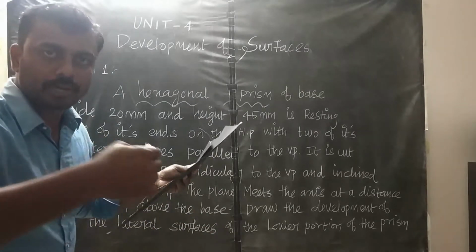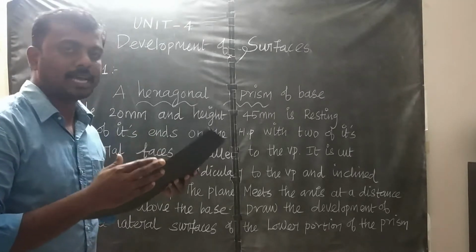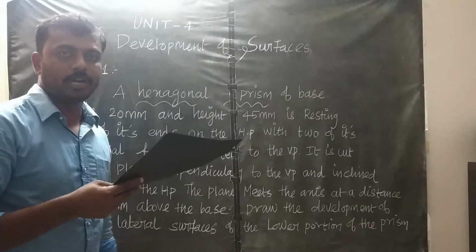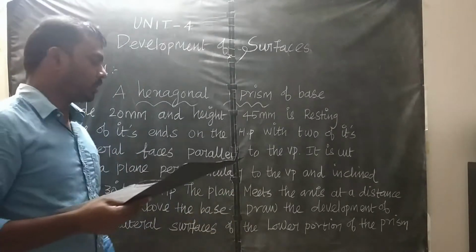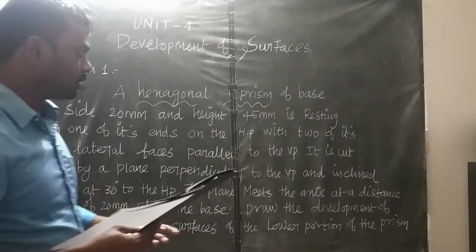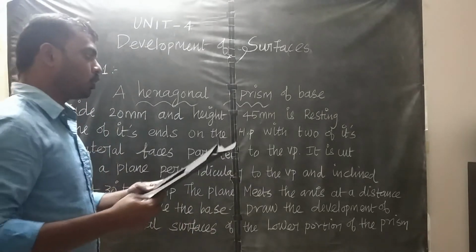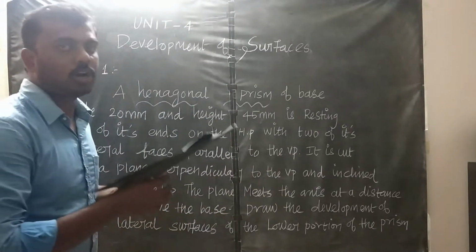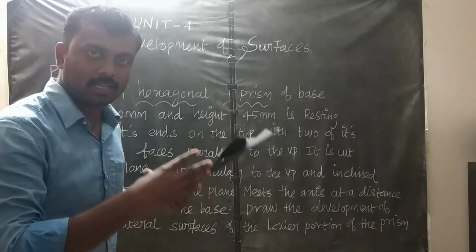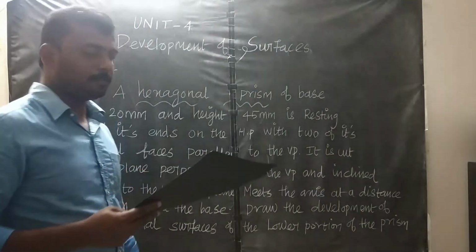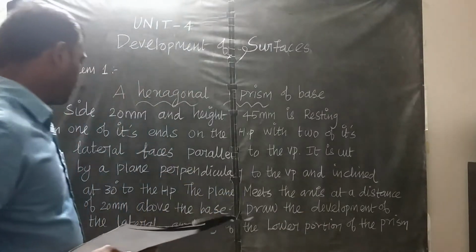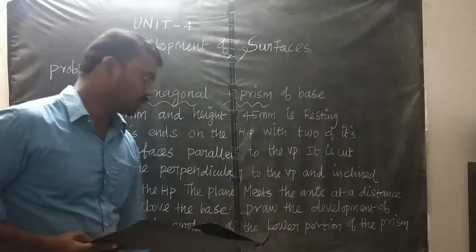In our front view, this plane appears as a straight line that projects on VP, so this cutting plane is called the vertical trace VT. In this problem the cutting plane comes in the VP area, because the cutting plane is perpendicular to VP and inclined to HP. According to this condition, in our front view this plane appears as a straight line projected on VP. Our target is to draw the development of the lateral surface of the lower portion of the prism.